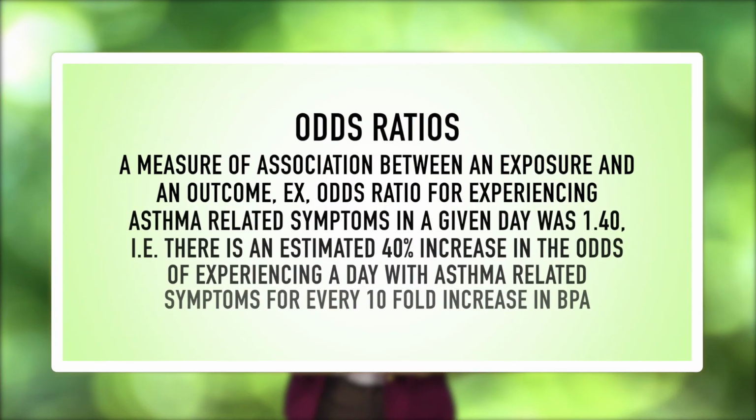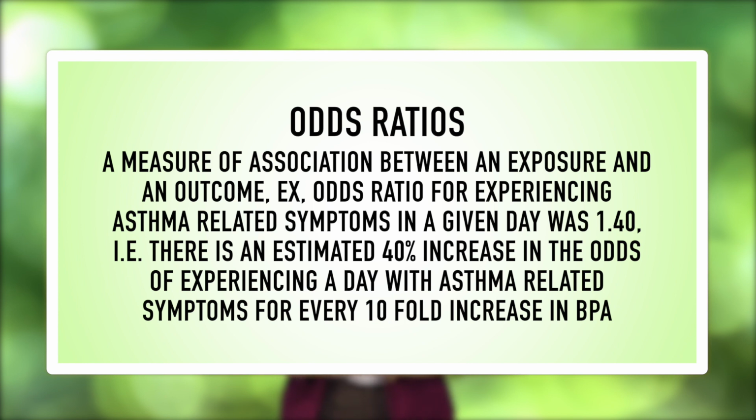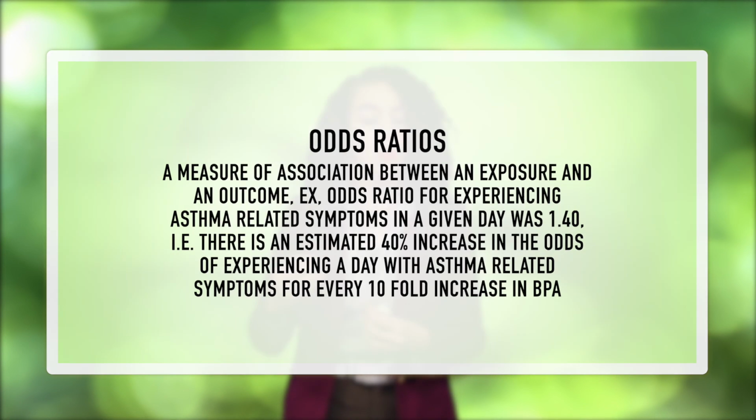They reported the results as odds ratios. Odds ratios are a measure of association between an exposure, BPA, and an outcome. For example, they found that for a 10-fold increase in BPA concentrations, the odds ratio for experiencing asthma-related symptoms in a given day was 1.40. This means there is an estimated 40% increase in the odds of experiencing a day with asthma-related symptoms in the past 2 weeks for every 10-fold increase in BPA.